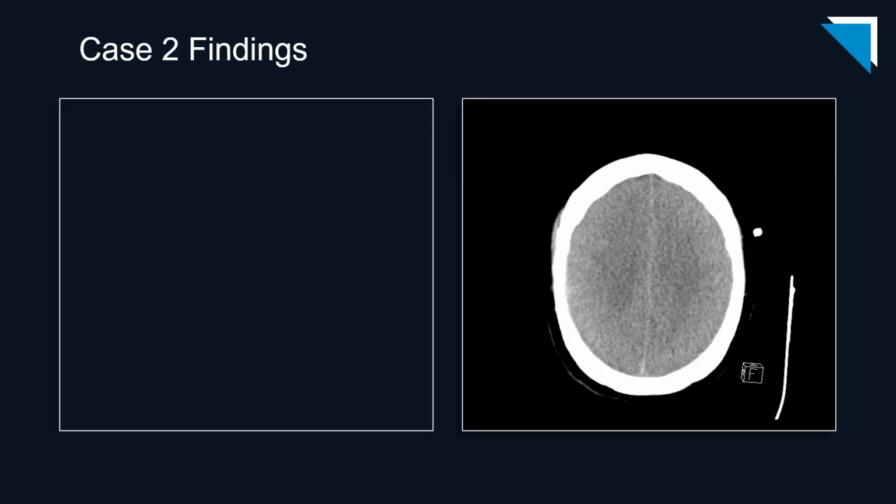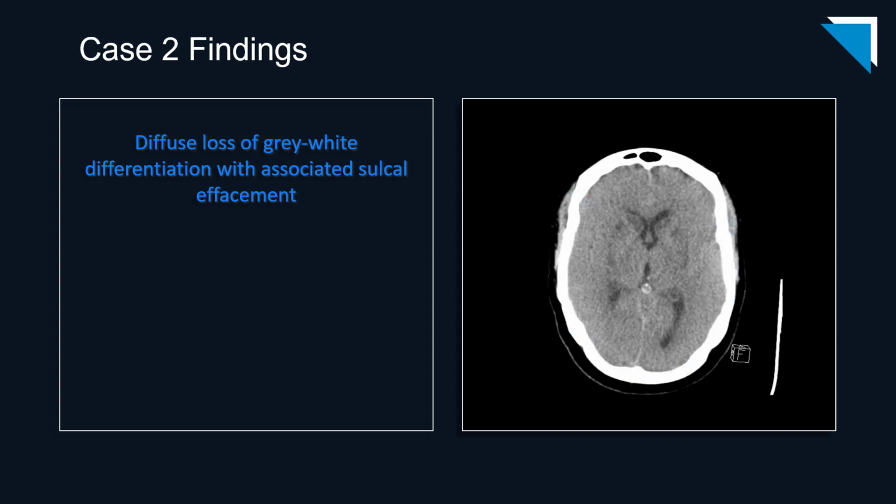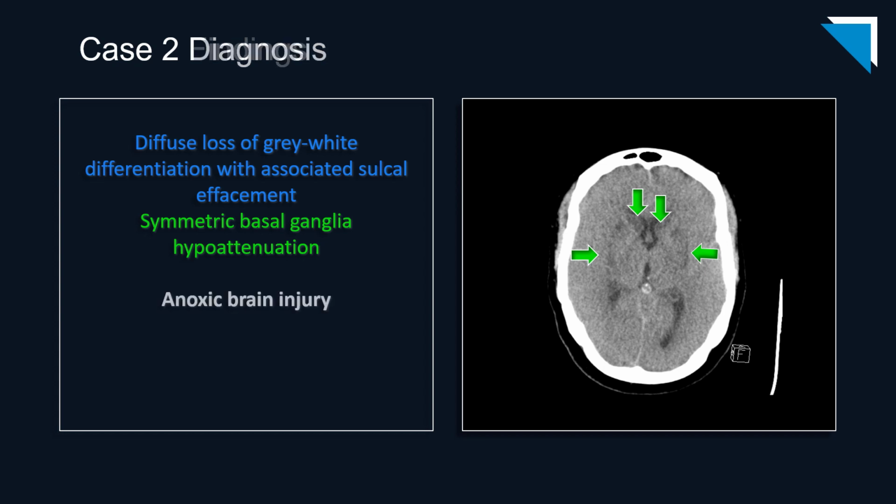The findings in this case are a bit more subtle. There is diffuse loss of gray-white differentiation with associated sulcal effacement. Recall that this patient is 51 years old. And in this case, we have the prominent basal ganglia hypoattenuation. And our diagnosis is again anoxic brain injury.